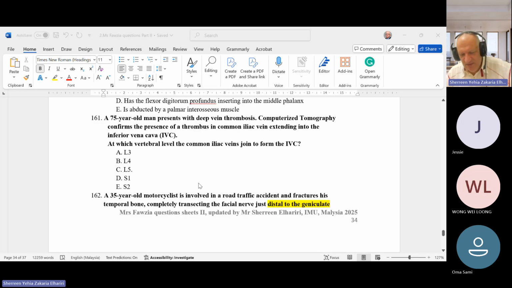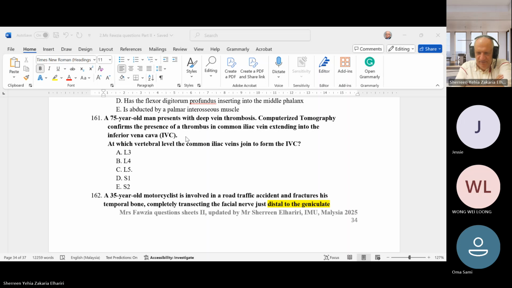Okay. Next question. And again, innervation and dermatomes are very important. A 75-year-old man with deep venous thrombosis, computerized tomography confirmed thrombosis of the common iliac extending into the IVC, inferior vena cava. So this asks about foramina or openings in the diaphragm. At which vertebra do the common iliac veins join to form the IVC? So he just needs the bifurcation or the continuation of the common iliac to become the IVC, at which lumbar vertebra?